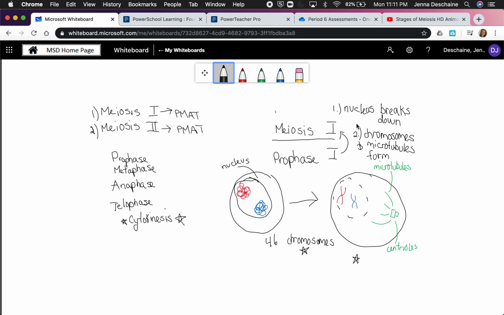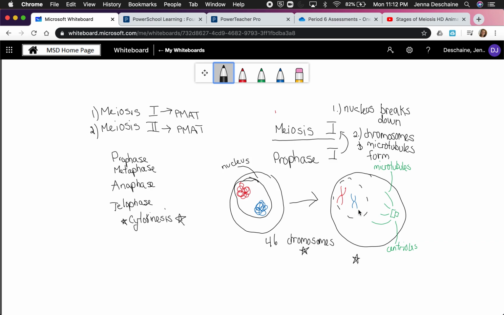The first thing that happens in prophase 1 is very similar to mitosis in that the nucleus will just start to kind of break down. Okay, so the nucleus is that protective barrier that kind of makes sure the DNA is nice and protected. But as you can see in this visual right here, it starts to break down like that. All right, so we'll lose the nucleus so that we can have access to that DNA.